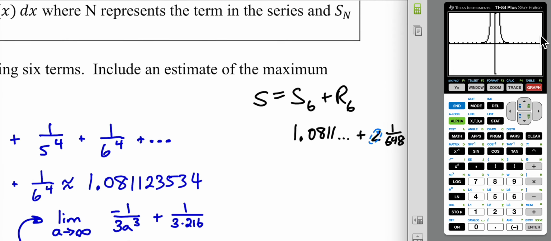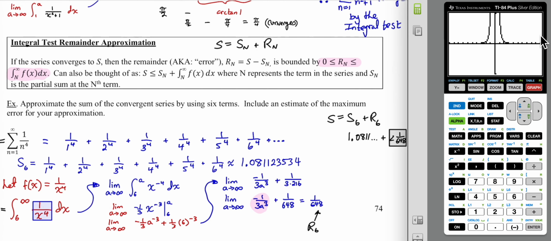So that's the weird part. It's not the case that the sum of the entire series is equal to these two values added together. It's the 1.0811 blah blah blah, which we know to be true. That's finite. We figured that out. Plus some other number that must be less than 1 over 648. Why? Because we have this graph.